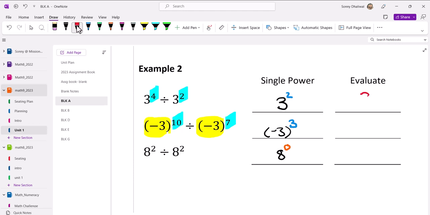So, evaluating. 3 times 3 is 9. Next one, this should be 27 because we have 3 3s, but is it positive or negative? Negative, because this negative sign gets repeated 3 times.